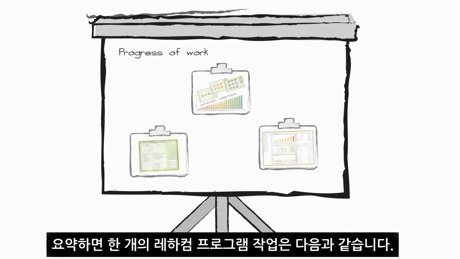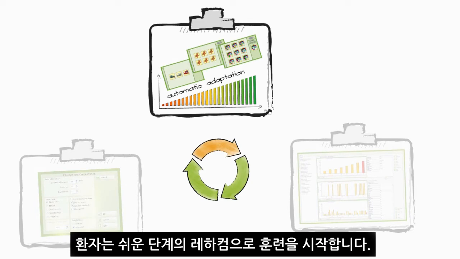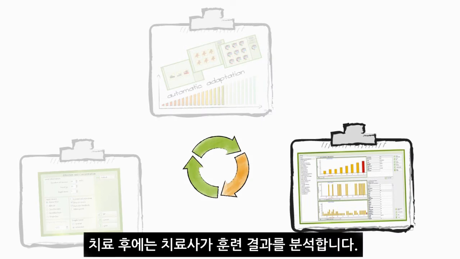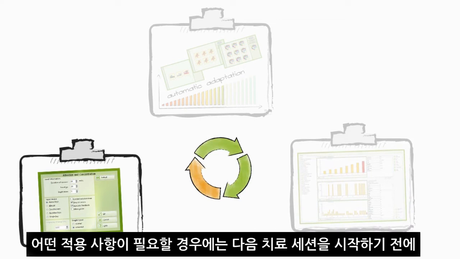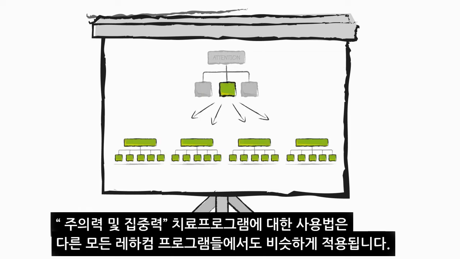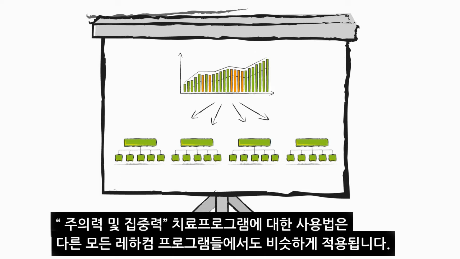In summary, the progress of work for one RehaCom module is now shown. The patient starts working with RehaCom at an easy level. The auto-adaptive mode keeps the difficulty of training at a level appropriate to the abilities of the patient. After therapy, the therapist analyzes the training results. When any adaptation is needed, it can be made in the parameters menu before the next therapy session starts. Your knowledge about the therapy module, attention and concentration, can now be transferred to all other RehaCom therapy modules because they follow the same principles and structure.